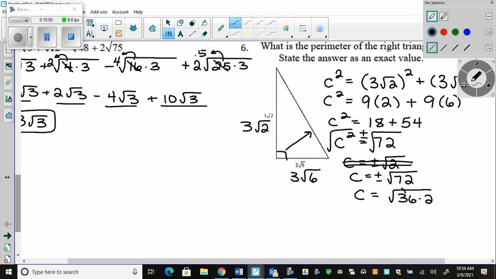And it comes out, and it is a 6. So now we have 6 root 2 as our third side. And if we take our little friend, he's going to go 6 root 2, plus 3 root 2, and then plus 3 root 6, right?